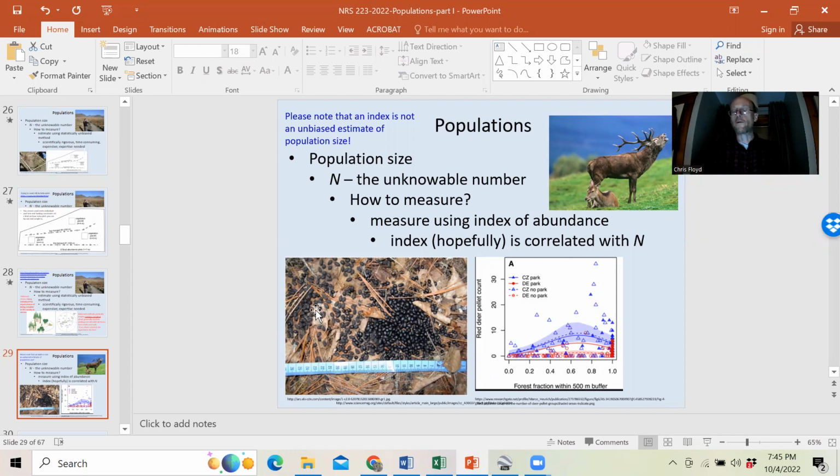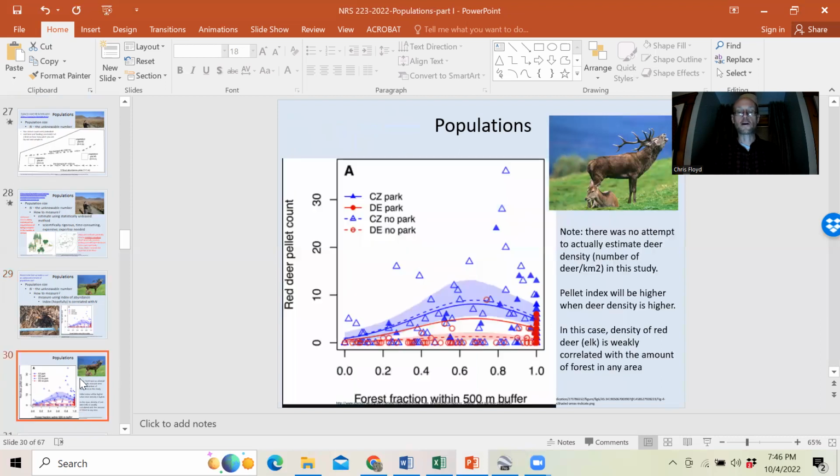So as pellet piles increase and decrease with the population, the number of pellet piles should increase and decrease, and you should be able to detect that. For example, here, don't worry about the details, these are red deer, which is basically elk. In Europe, they call it red deer.